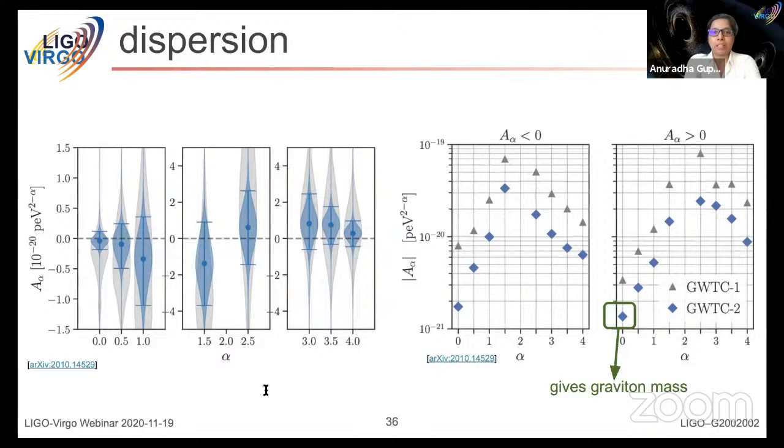On the right, we are showing the 90% upper bound in the absolute value of A alpha, which is actually derived from the left plot. The left panel is for negative values of A alpha, and the right panel is for positive values of A alpha. The color again shows that the blue one is for GWTC2 and the gray one is for GWTC1. And we clearly see an improvement in the GWTC2 catalog. On the right bottom, we see the blue dot, which is for positive A alpha, and alpha is equal to 0. And this data point actually gives us the graviton mass.